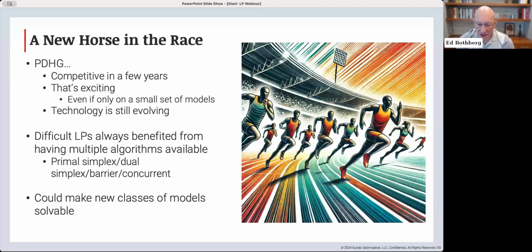So if you look at the state of the art for solving LPs now, basically we fire off primal simplex, dual simplex, and barrier on multiple threads, mainly because we don't know which one's going to be the best. And so we exploit parallelism, we exploit concurrency, take advantage of the fact that we have all these options. So having a new option just gives us more flexibility. And so there's quite definitely the possibility that this can open up new classes of models to be solved.